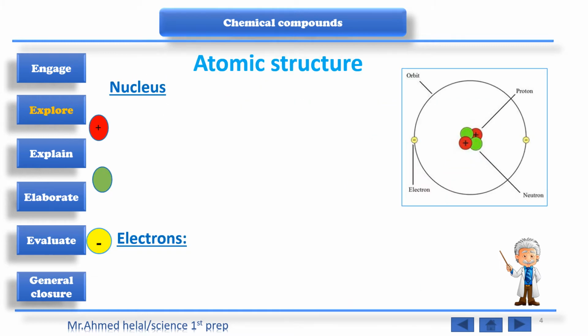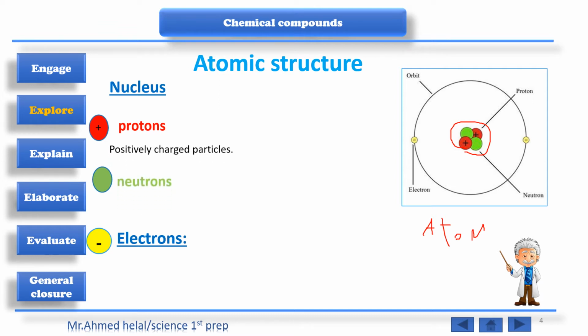Okay, as we studied in the previous term, this is the atom. The atom consists of a nucleus. The nucleus consists of protons, the red ones. They are positively charged particles: protons, P, positive. They have the same first letter.